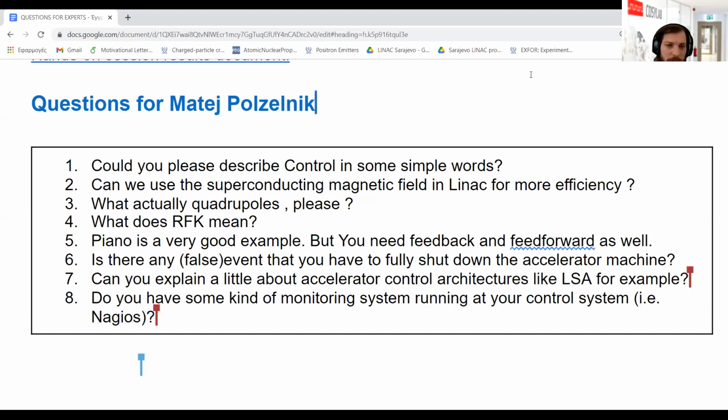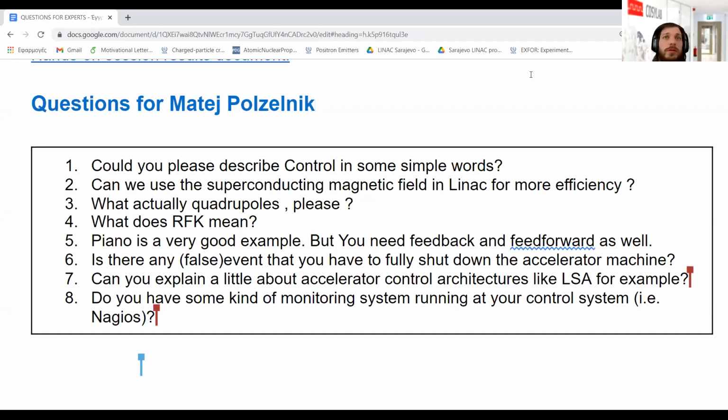What does RFK mean? I'm not sure, can you please elaborate? Oh, was this on the LRRF slide? RFQ, okay. RFQ, I think.